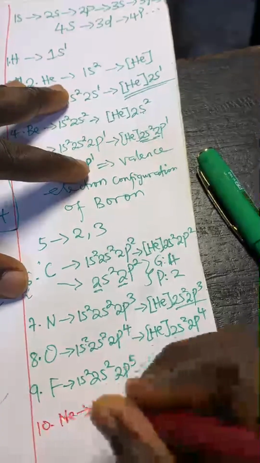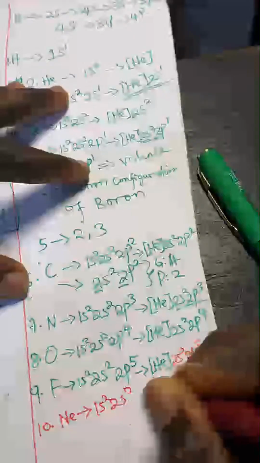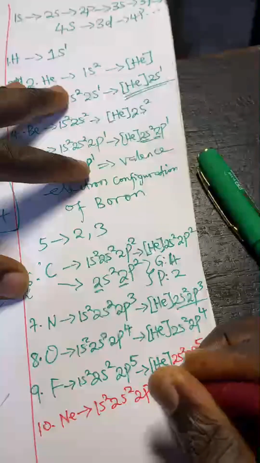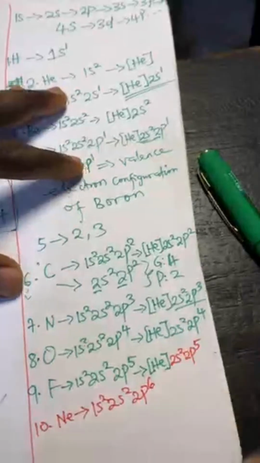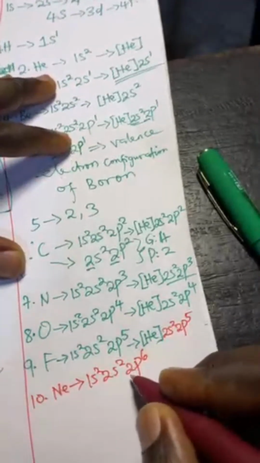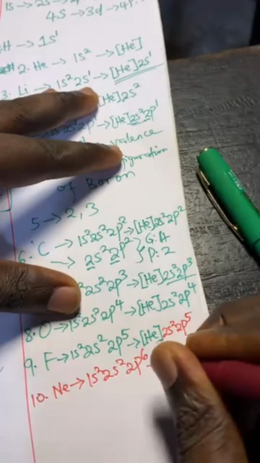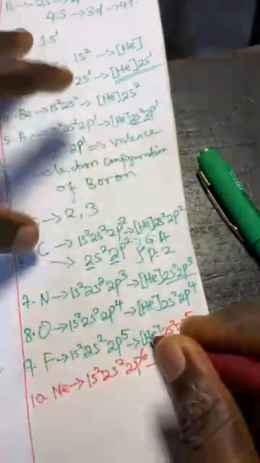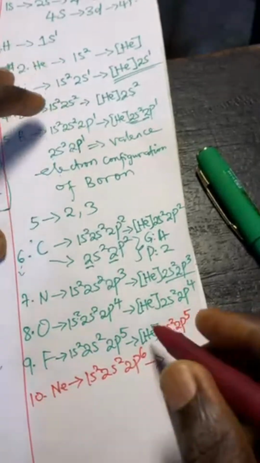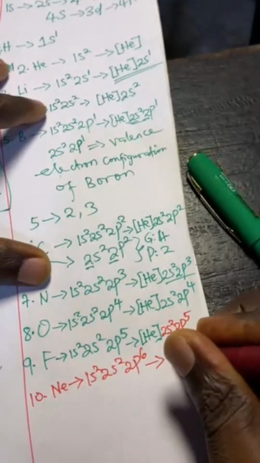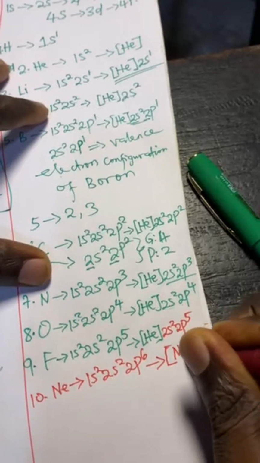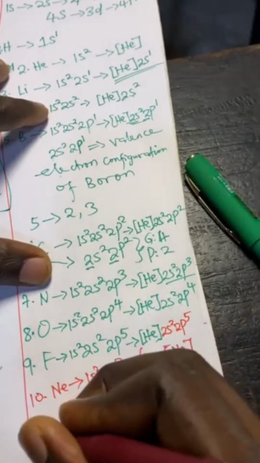While number 10 is your what? Neon. Look at this. You have 1s2, 2s2, 2p6. So it means the second shell p orbital has been completely filled. So with that, you are not going to add helium again, because you have encountered the next noble gas. You neonize.